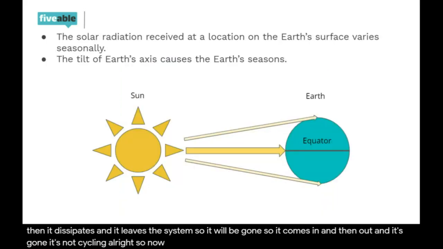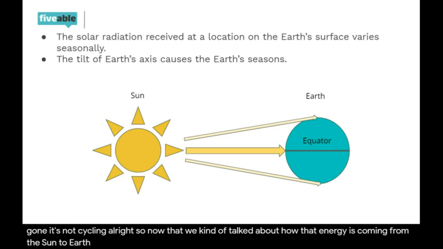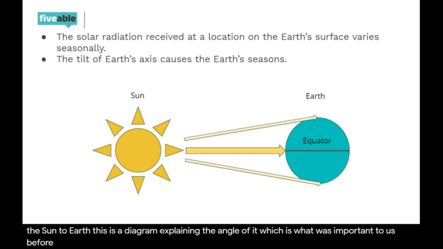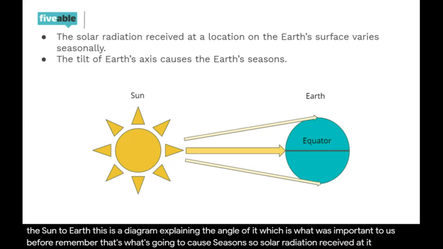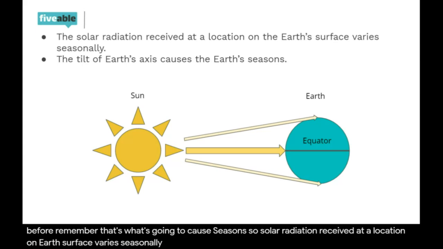All right, so now that we talked about how that energy is coming from the sun to Earth, this is a diagram explaining the angle of it, which is what was important to us before. Remember, that's what's going to cause seasons. So the solar radiation received at a location on Earth's surface varies seasonally. The tilt of Earth on its axis causes those seasons.